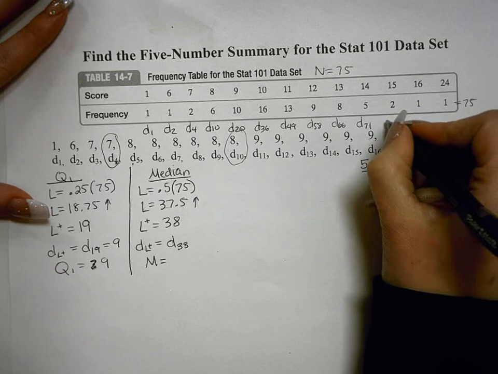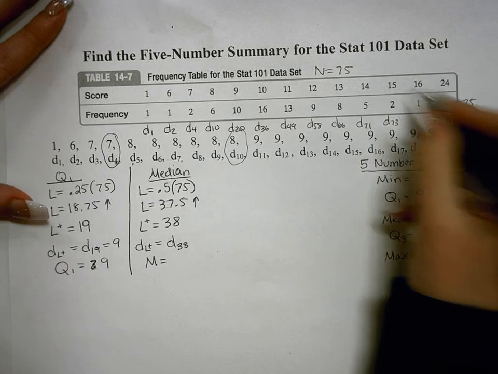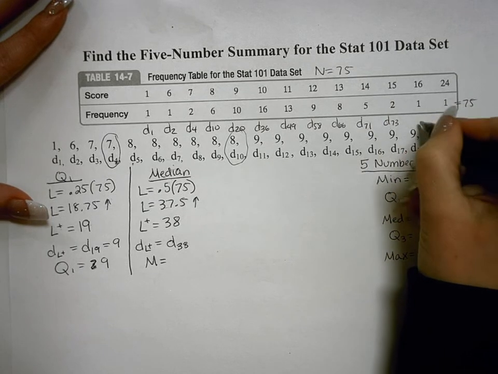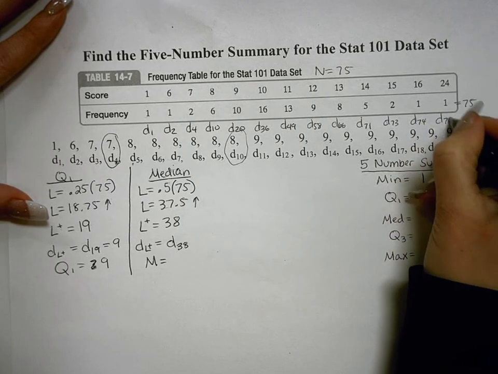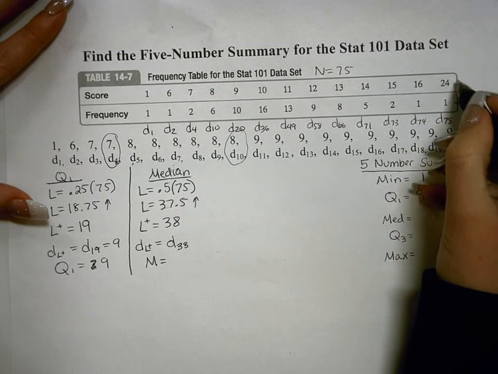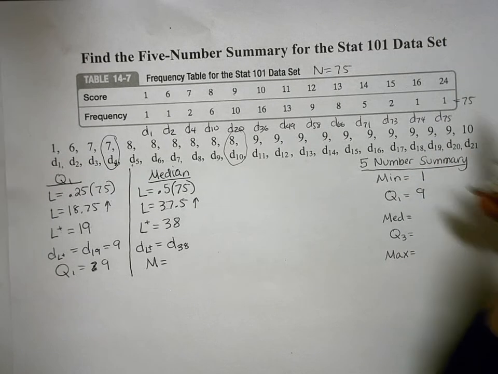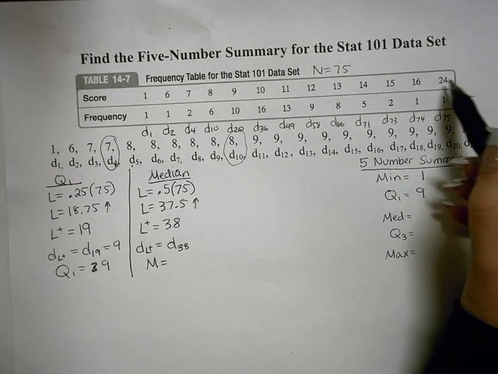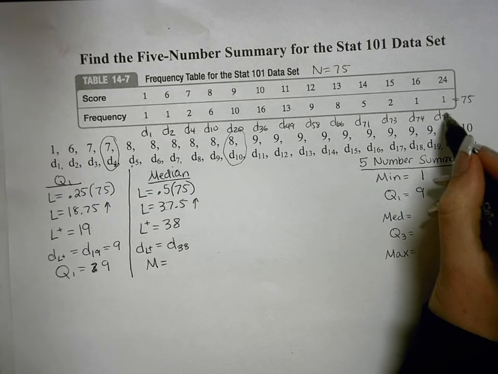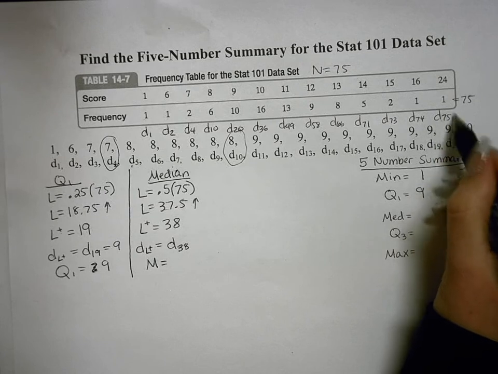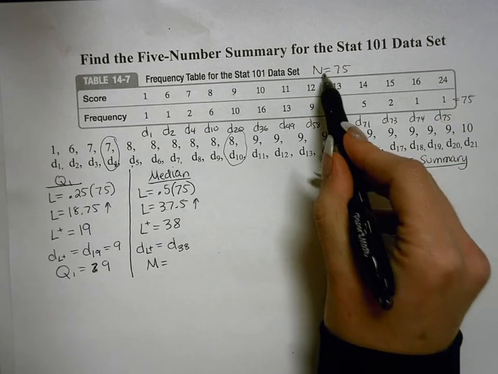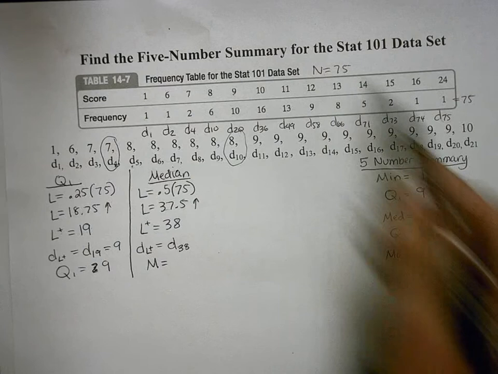71 plus 2, which would be D73, represents my last 15. And then add 1 to that, we get D74. Add 1 to that, I got D75. This is my last score of 24, which is the last data point in the data set. And it makes sense because this is saying that there's 75 data points and n equals 75. So it all matches up.